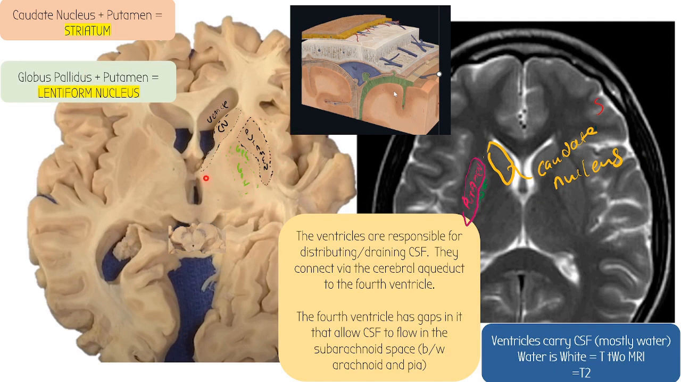If you can't see it, just pretend you can. The Latin for lens is lentiform, so know that these two together, the globus pallidus and the putamen, are called the lentiform nucleus. Right, then we've got our thalamus.